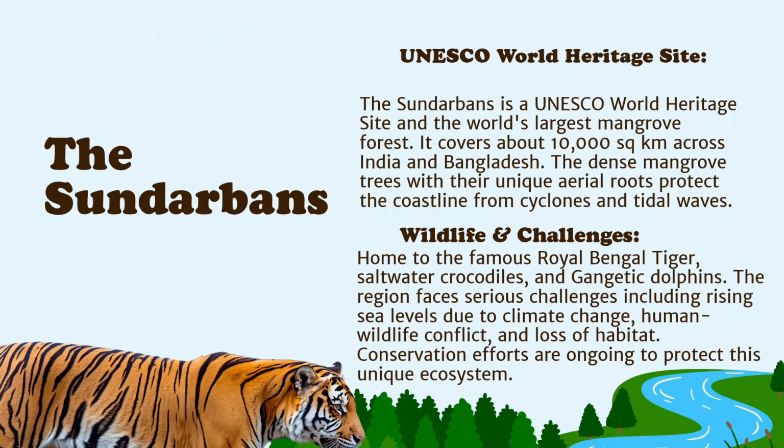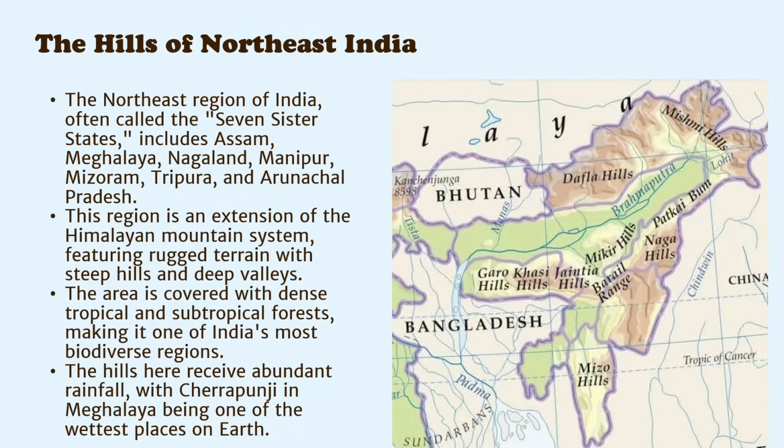Finally, let's learn about the hills of Northeast India. This region includes the seven sister states: Assam, Meghalaya, Nagaland, Manipur, Mizoram, Tripura, and Arunachal Pradesh. The region has steep hills, deep valleys, and dense forest. It receives very heavy rainfall. Cherrapunji in Meghalaya is one of the wettest places on earth.